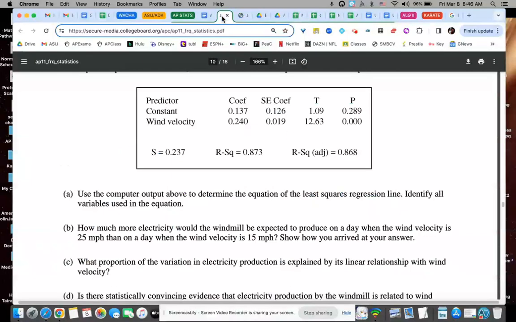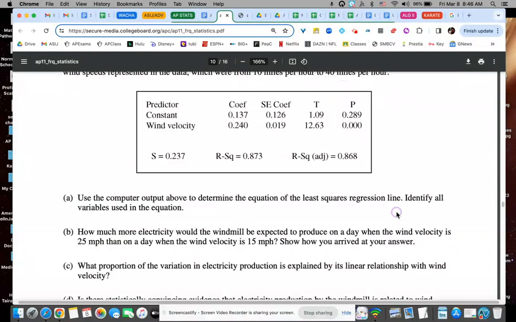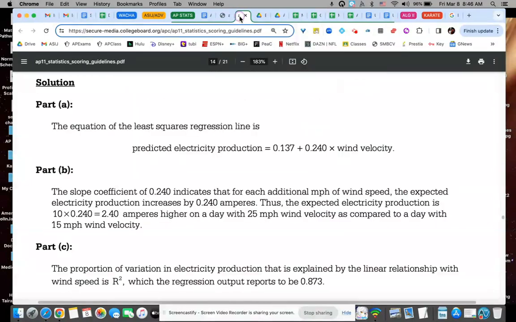Pretty straightforward. Part B: how much more electricity would the windmill be expected to produce on a day with 25 miles per hour versus 15 miles per hour? So we're just going to make a prediction using the equation we already have. I like to double check real quick to make sure that 15 and 25 are within my domain. I have to make sure that I'm not extrapolating, and that's the reason they gave you these two values to start with. If they didn't say anything, you'd be like, well, I don't know if I'm supposed to do a prediction on these or not. I don't know if they're extrapolating or not. So they have to give you a little information.